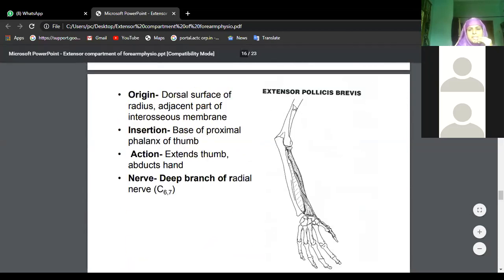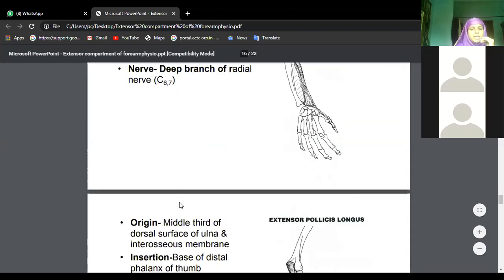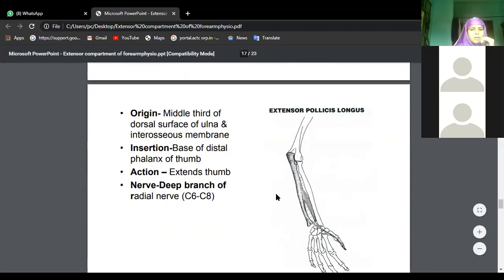Then next we have extensor pollicis brevis. Brevis means this is also bringing about extension of the thumb, but it is comparatively a smaller muscle. It comes from the dorsal surface of the radius and the adjacent part of the interosseous membrane. Insertion is the base of the proximal phalanx of the thumb. It extends the thumb, supplied by the radial nerve. Then we have extensor pollicis longus: the middle 1/3 of the dorsal surface of the ulna, the interosseous membrane, and inserted into the base of the distal phalanx.